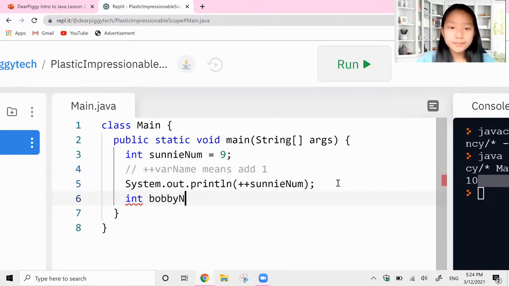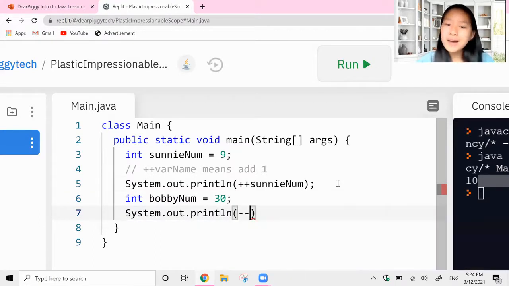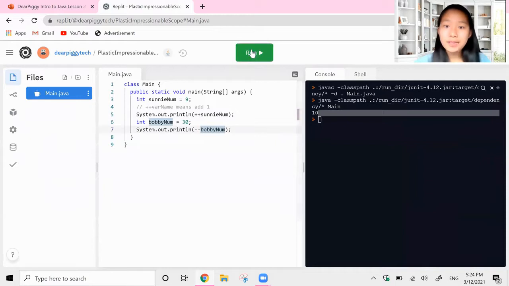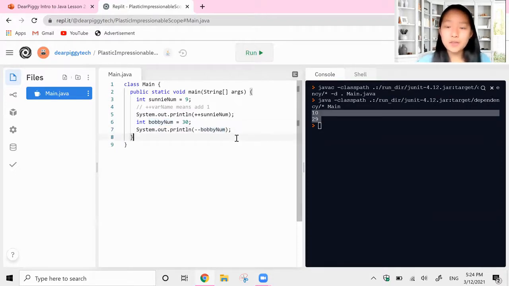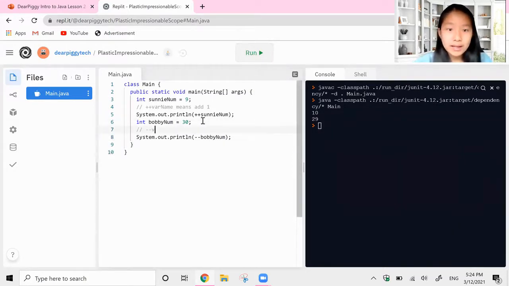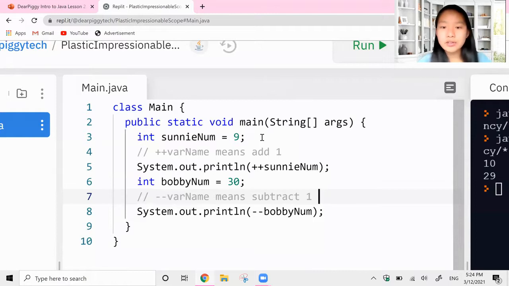Int, let's do bobbyNum. And let's give Bobby 30. So that's Bobby's number. Now, system.out.println, what do you guys think would happen? And a clue, very similar to the plus pluses, what do you think would happen if I used minus minus in front of the variable name instead? In that case, when I run my code, you'll see that I get 29, right? So if you do minus minus, it's going to subtract 1. We're incrementing and decrementing by 1. So minus minus variable name means subtract 1. Again, these are just introductions to shorthand, or how people simplify things to write them out.